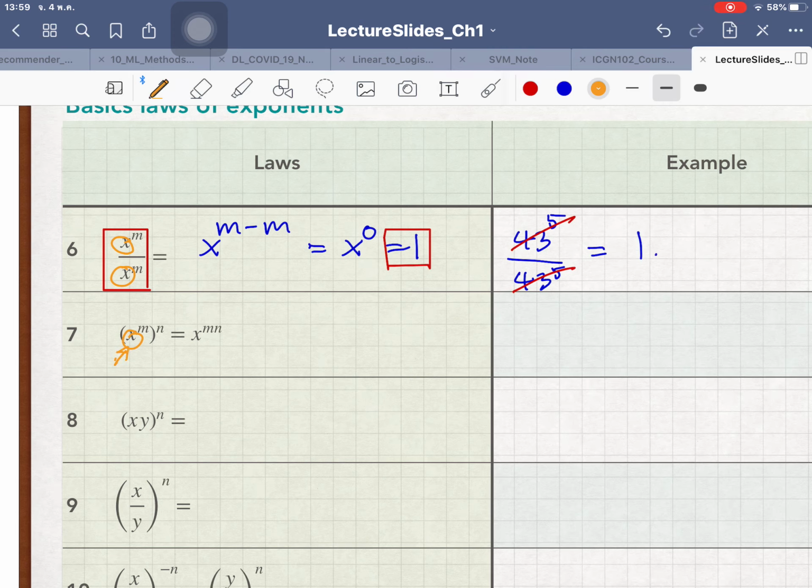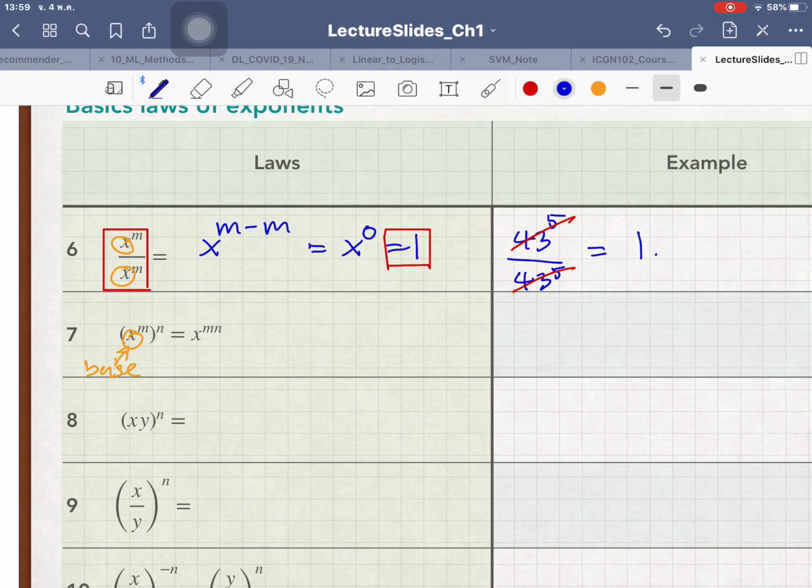This is the term of base. But here you take the power twice. The first time you take the power of m, this is the first power. And then later on, you take the power of n to the whole term again. So this is the case when you take the power twice. If this happens, you just multiply the powers together. So let's see some example.